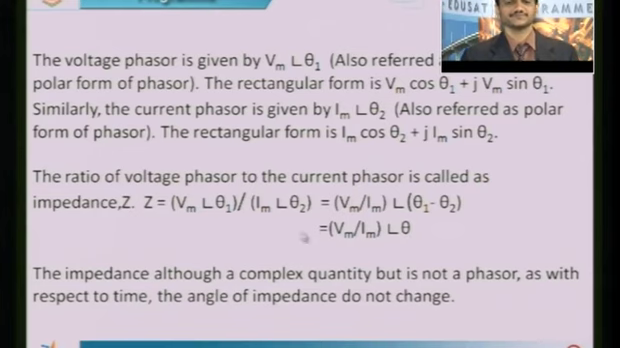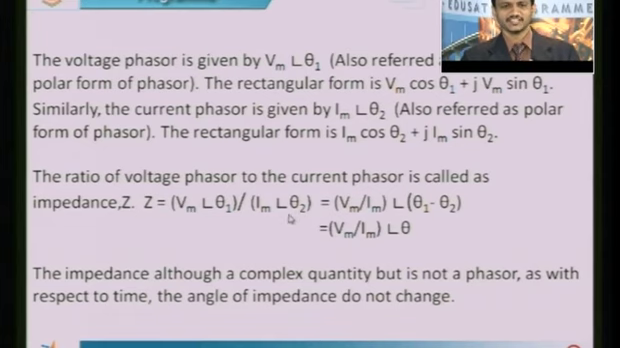The simple example I would like to give you: let us say that this Vm at an angle of theta 1, where theta 1 is the angle traced at our point of reference t equal to 0. Then theta 2 is the angle traced by the current waveform at t equal to 0.